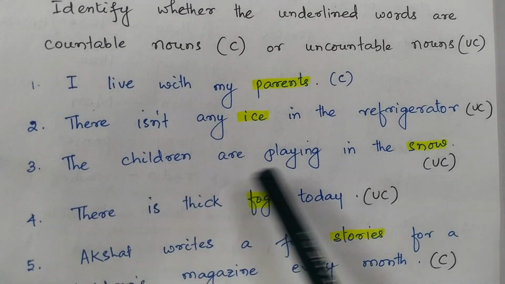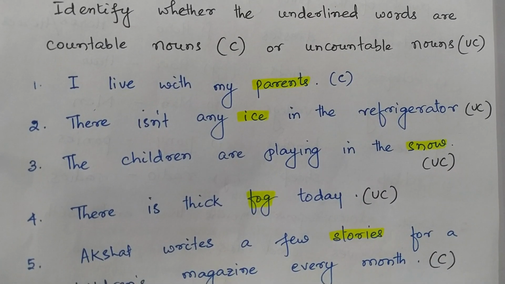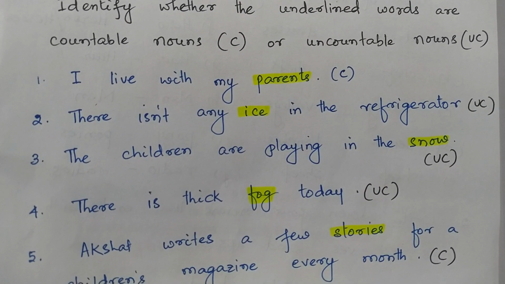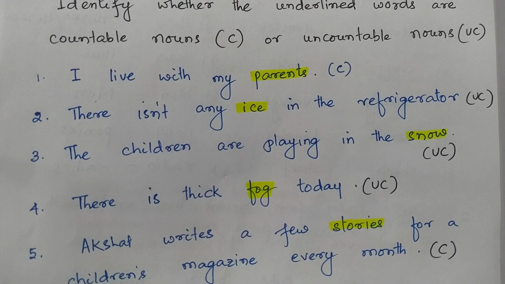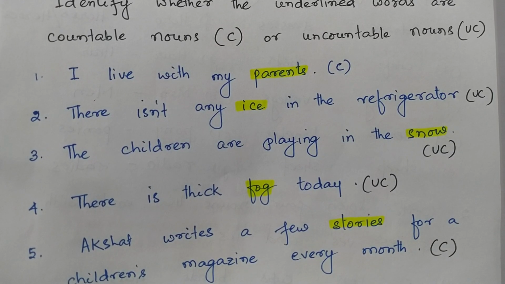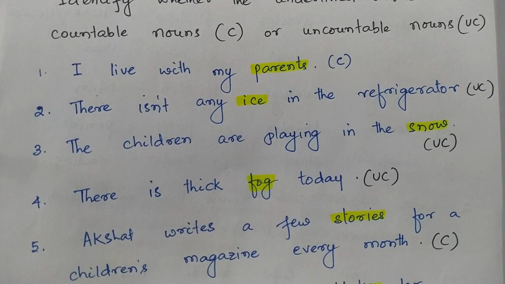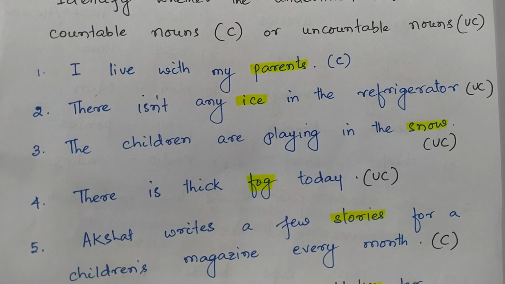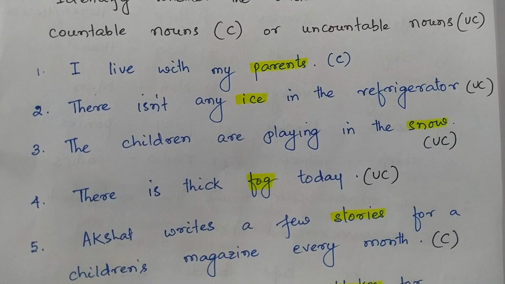Number 3. The children are playing in the snow. It is uncountable. Now, snow is uncountable, but if we want to count snow, we will have to use flakes of snow. The flakes of snow were falling, flakes. We can say 5 or 6 flakes of snow have been falling since morning. But snow as such is an uncountable noun.